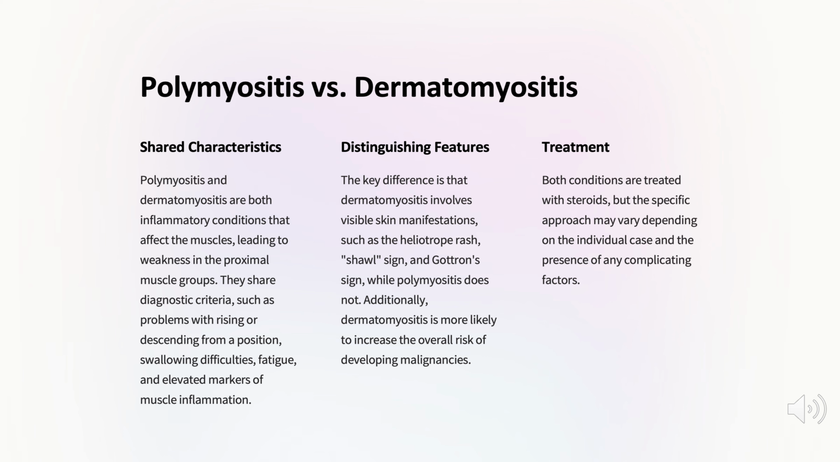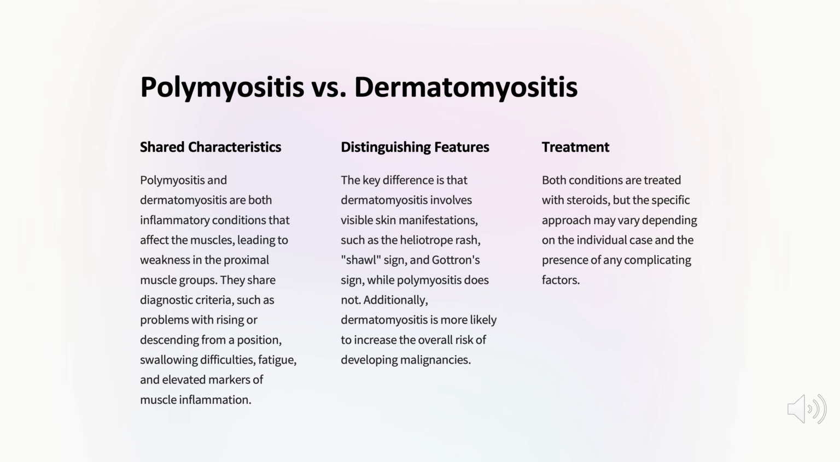Polymyositis and dermatomyositis are both inflammatory conditions affecting the muscles, resulting in weakness primarily in the proximal muscle groups. They share common diagnostic criteria, including difficulties with rising or descending from a position, swallowing issues, fatigue, and elevated markers of muscle inflammation. However, the key distinction lies in visible skin manifestations, which are characteristic of dermatomyositis but absent in polymyositis. Dermatomyositis often presents with the heliotrope rash, the Shawl sign, and Gottron's sign.